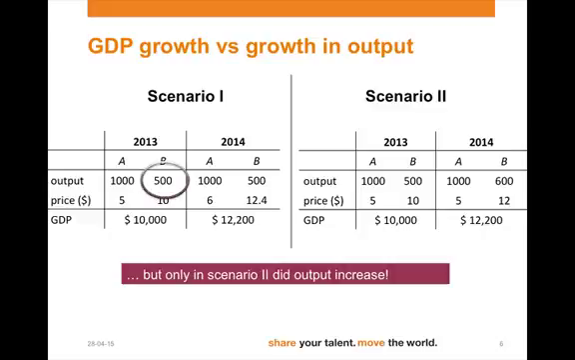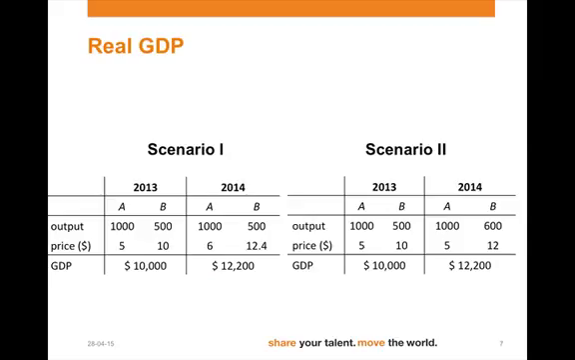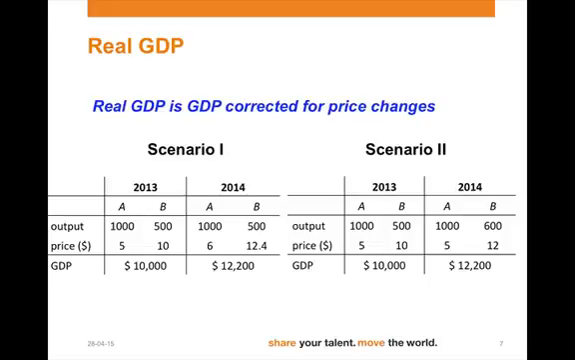If we look at the original output for product B, in scenario 1 it was 500, but also in 2014 it's 500. If we compare that to scenario 2, in 2013, 500 was produced, but in 2014, 600 units were produced. This brings us to real GDP. Real GDP is GDP corrected for price changes. What we do is we calculate GDP of 2014 using the prices of 2013.